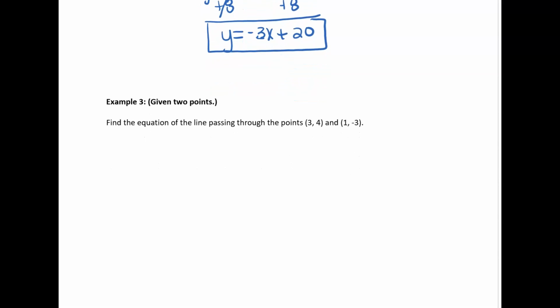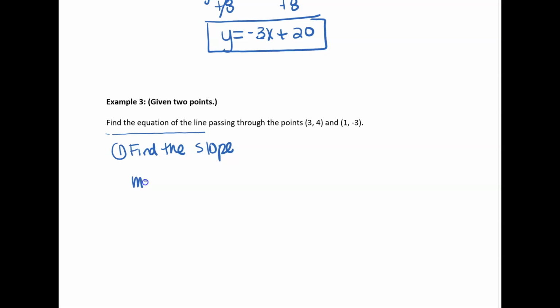This one is given 2 points, and it says find the equation of the line passing through the points. And so we're going to have to do 2 things. We have 2 points, so the first thing we need to do is find slope. So step 1, find the slope. They didn't tell you to do that, but in both of those equations that we just looked at, we had slope. So that's what we need to do.